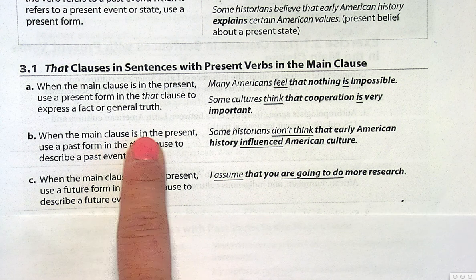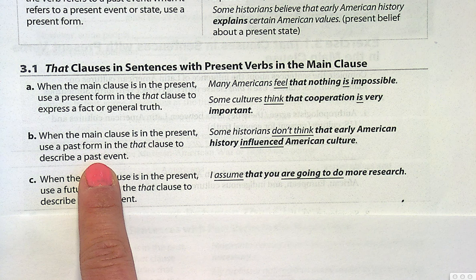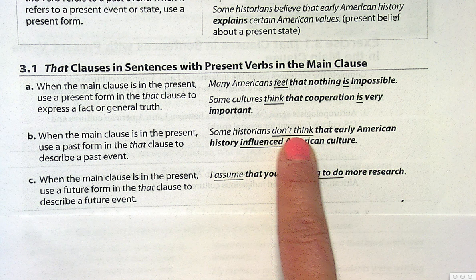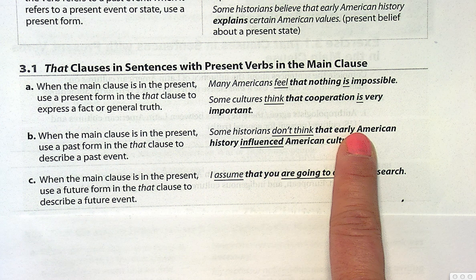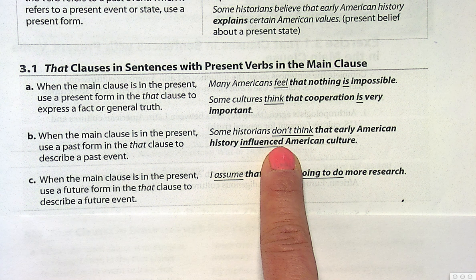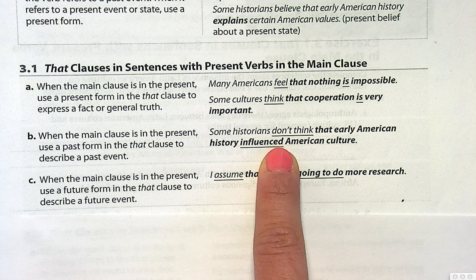When the main clause is in the present tense, use a past form in the that clause to describe a past event. So we can have a present tense verb in our main clause, but if the action described in the noun clause happened in the past, we want to use a past tense verb. That could be past simple, it could be past progressive, it could be any combination of the past, except probably not the past perfect unless you have a whole situation in your paragraph where we understand the reference for the past perfect.